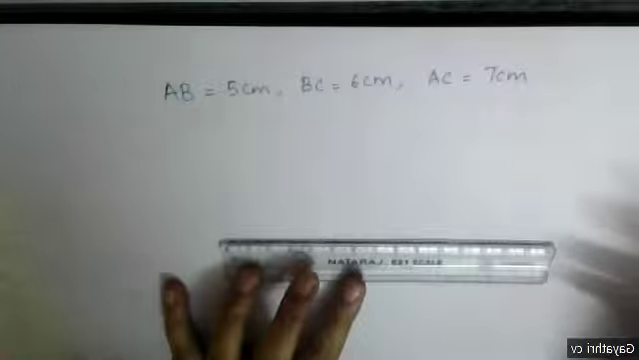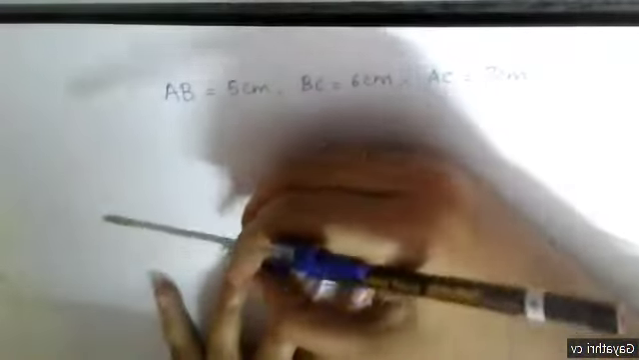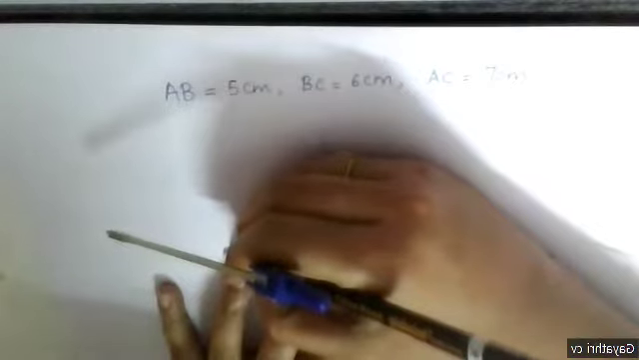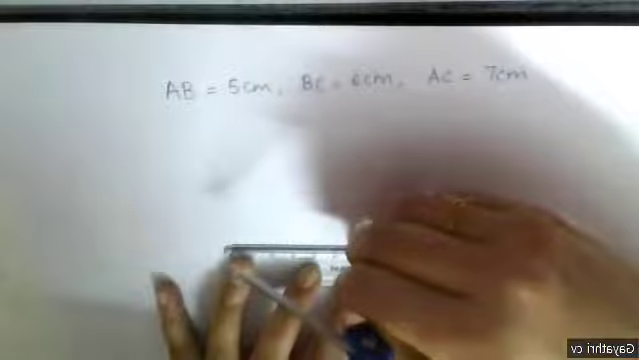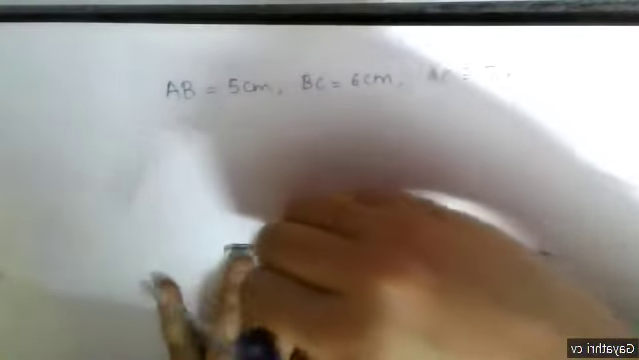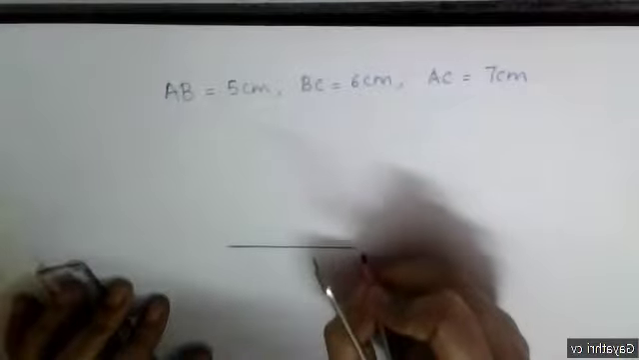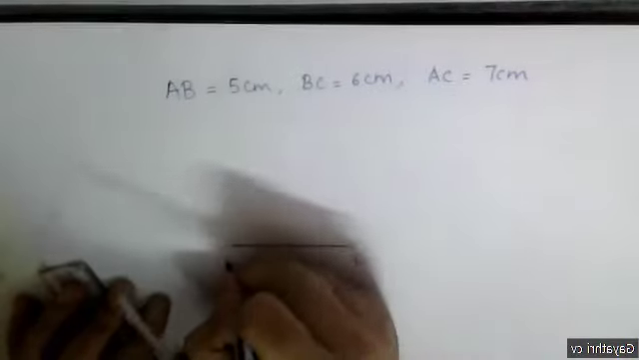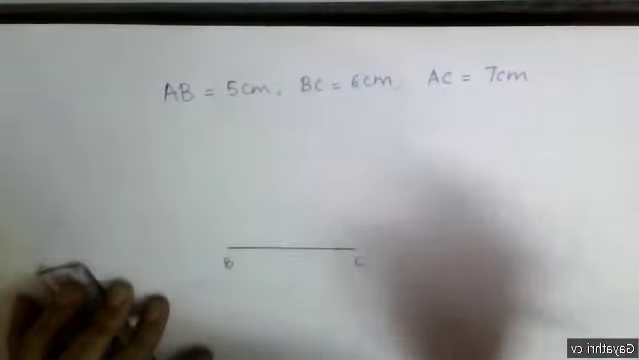So when three sides are given, first thing to do is take one side. Let's take the side BC and let's draw BC line segment as 6 centimeters as given in the question. So now this is my BC. I'm going to name this point as B and this point as C.